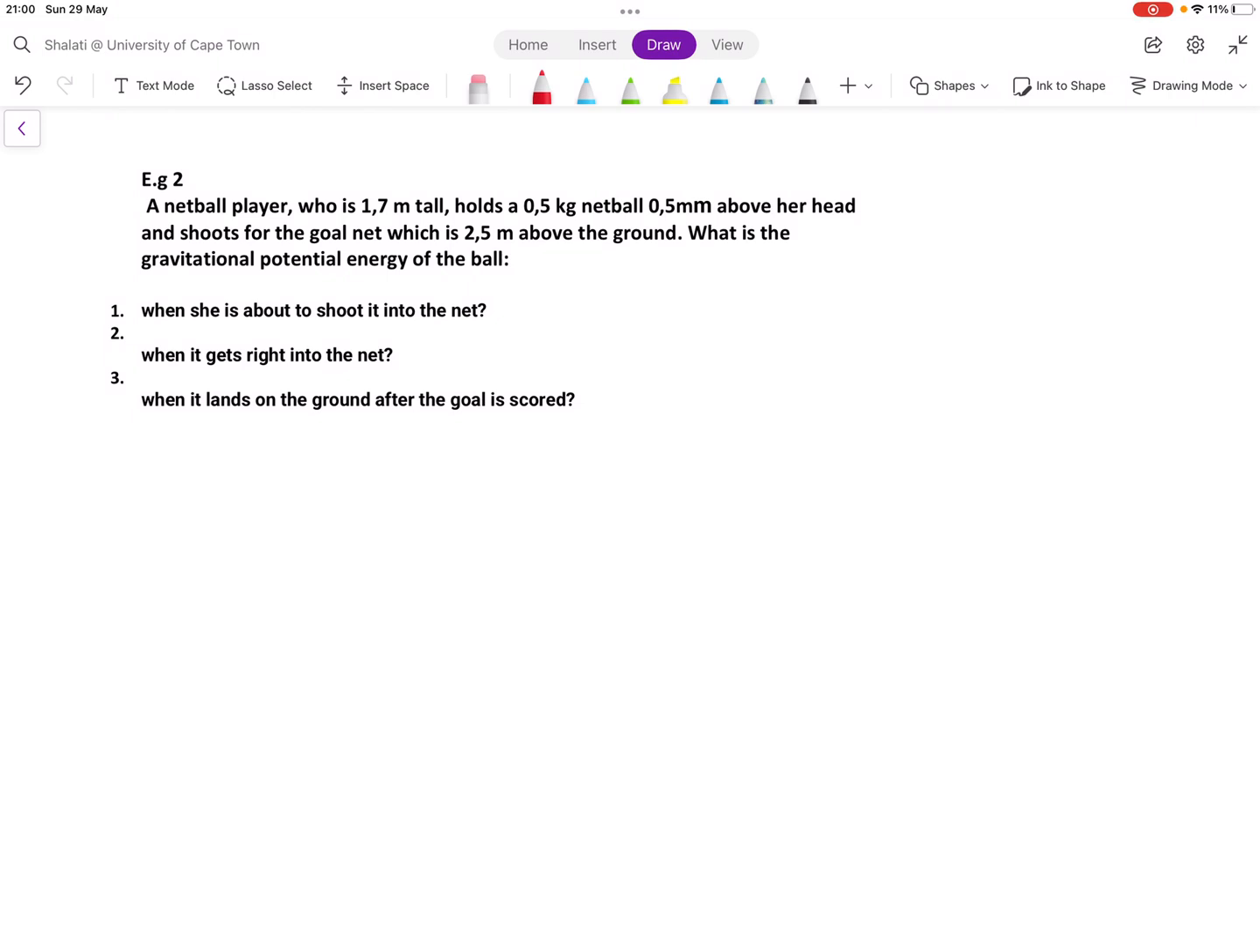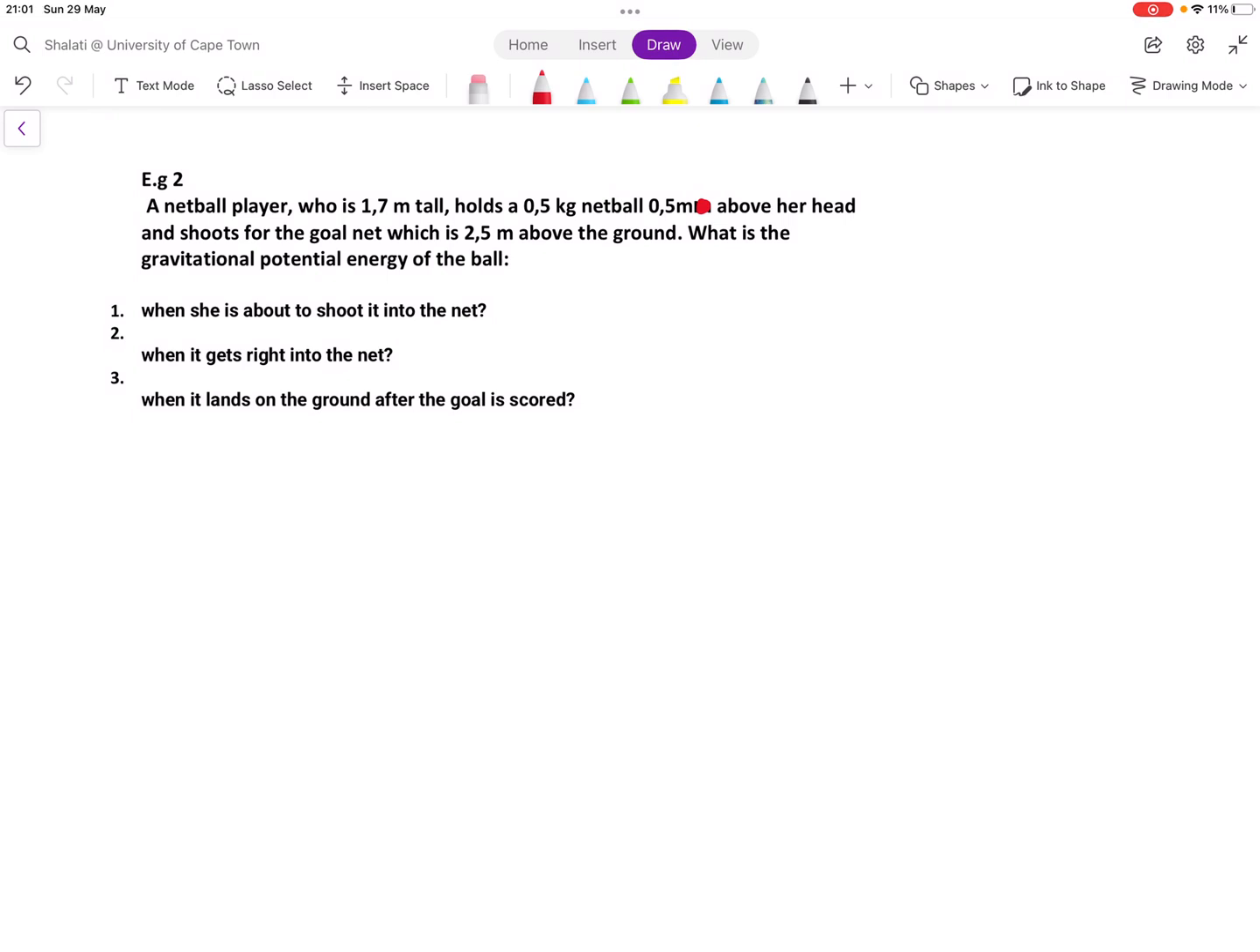Okay, let me fix this mistake here. You must erase this. It's 0.5 meters above your head and she shoots for the goal net, which is 2.5 meters above the ground. Okay, so this small information is very important. What is the gravitational potential energy of the ball?